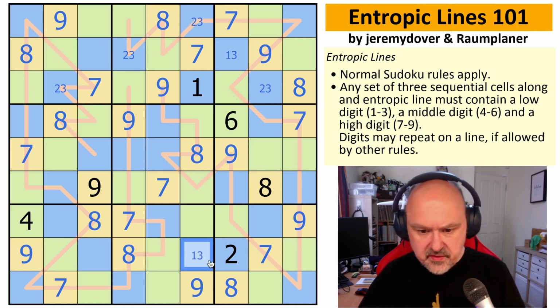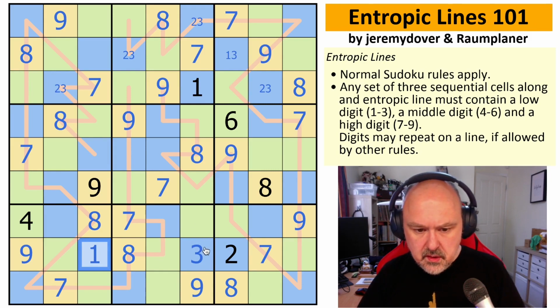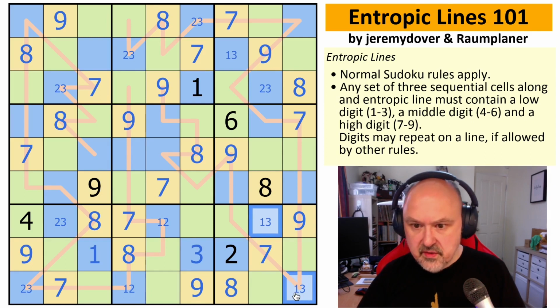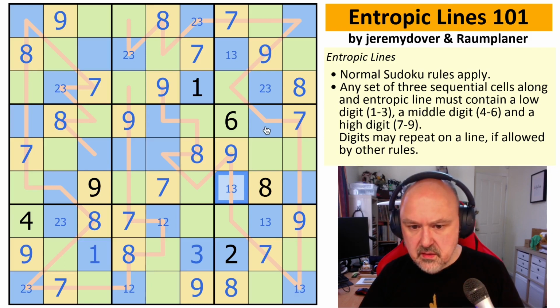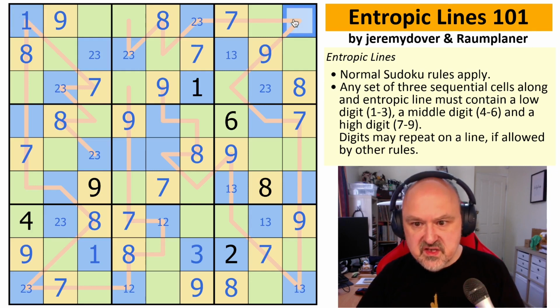So this is 1 and 3, this is 1 and 3, except that 1 looks down, making that 3 and that 1. These are 2 and 3. These are 1 and 2. These are 1 and 3. This is 1 and 3. These are 2 and 3 because they see 1, so this becomes a 1. So this becomes a 2, 3.